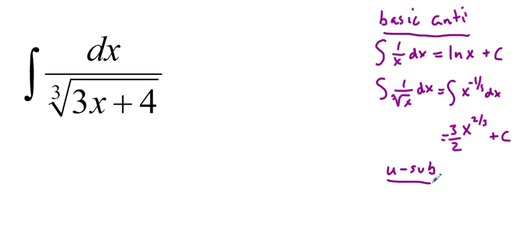U-substitution is when you usually have something inside something else, something inside a function. That is what you're looking for. There are some processes we're going to use for U-substitution, and that's what I'm going to talk about right now. I think this is going to be a U-substitution problem, because I see that I have 3x plus 4 inside of the cube root of the quantity, and it's in the denominator.